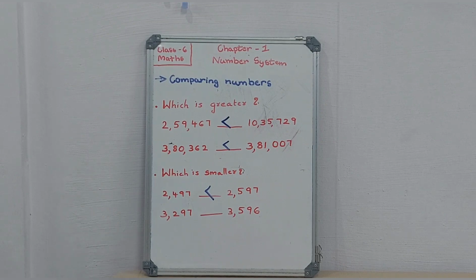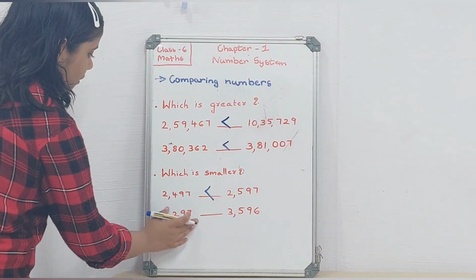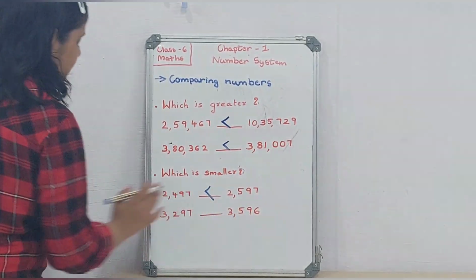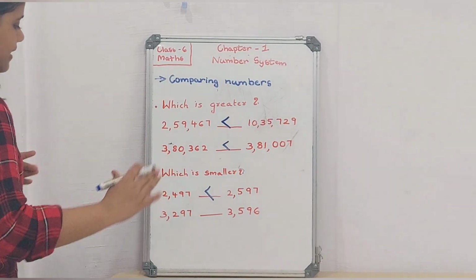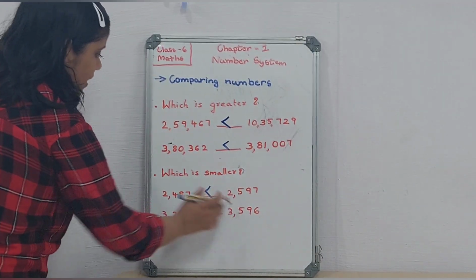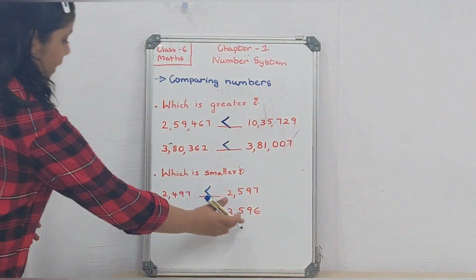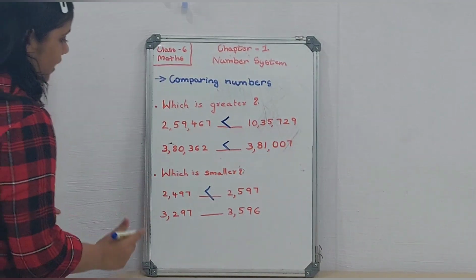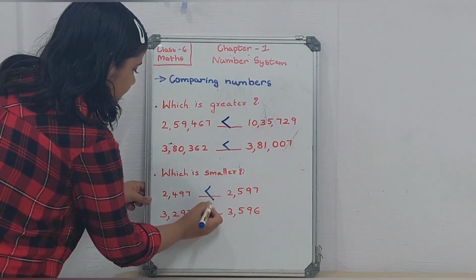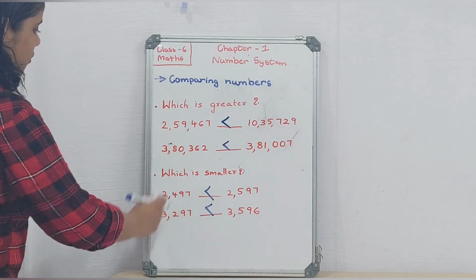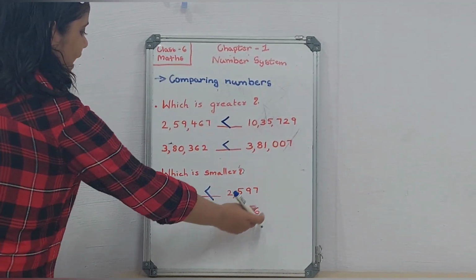Okay. So now let's see the second question over here. How many digits? 1, 2, 3, 4. Here we have 1, 2, 3, 4. So from the left, let's see 3, 3, 2, 5. So which is bigger? This is bigger. But which is smaller? Smaller, right? So 3, 5, 9, 7. We make it like this. So 3, 2, 9, 7 is smaller than 3, 5, 9, 6.